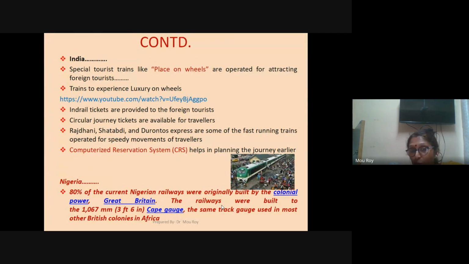Then we have the Shatabdi Express and the Duronto Express. These are some of the fast running trains operated for speedy movement of travelers. And of course, you can make your bookings within a few minutes with the help of a mouse, provided you have a computer, laptop or mobile and internet is there. You can book a ticket within 5 minutes, not even 5 minutes. This is possible with the computerized reservation system, which usually works on global distribution systems like Galileo, Amadeus, WorldSpan, and so on.